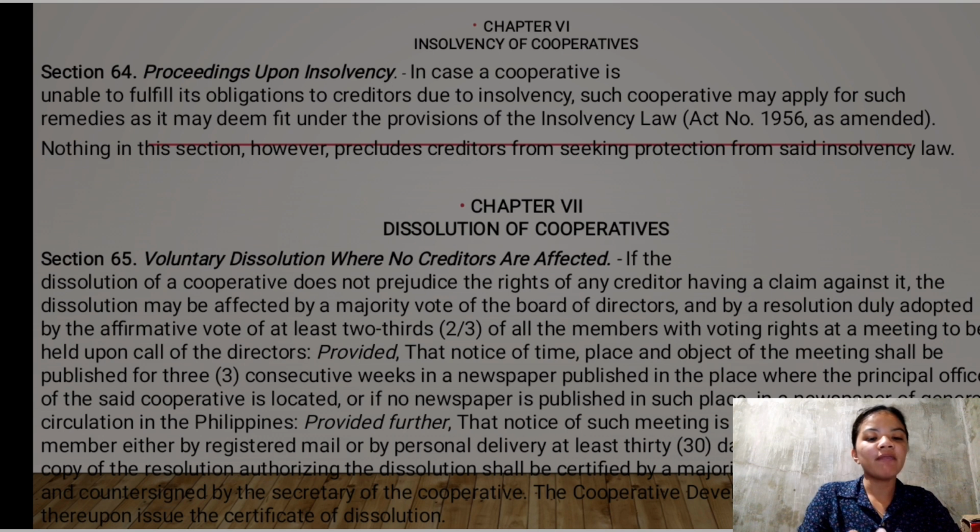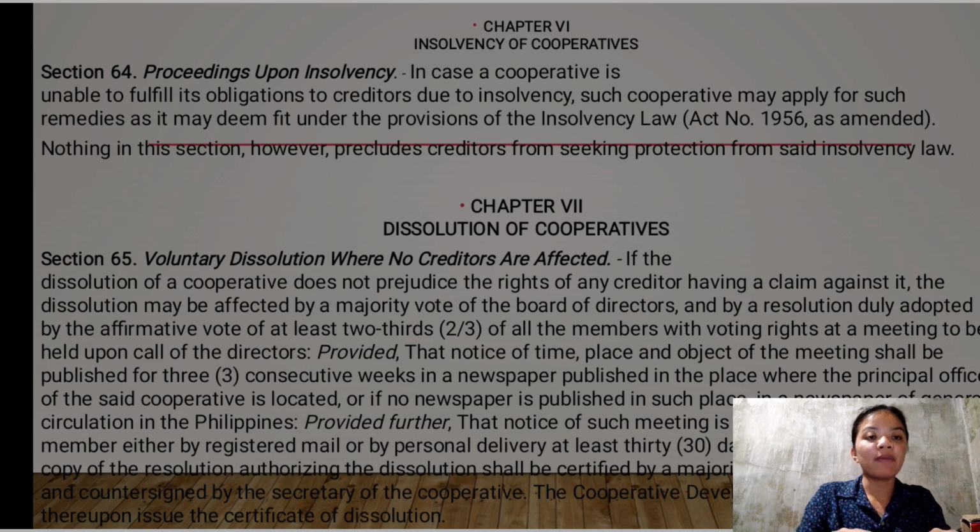Section 65 provides the process for voluntary dissolution of a cooperative when no creditors are affected by the dissolution. First, we have the approval process. Board of Directors: the board must approve the dissolution. General Assembly: at least 2/3 of all members with voting rights must then approve the dissolution at a General Assembly meeting.